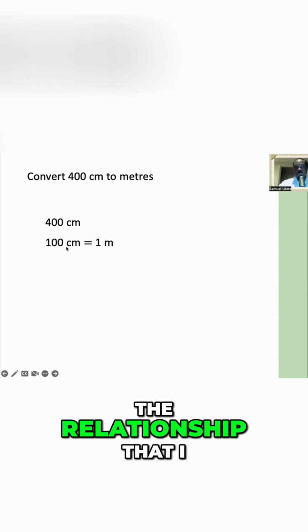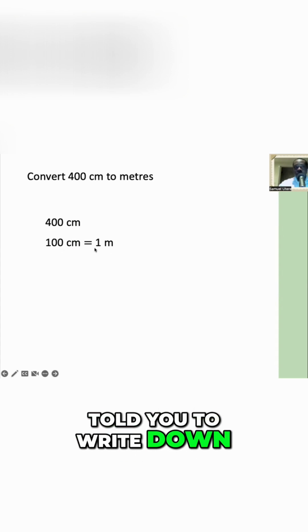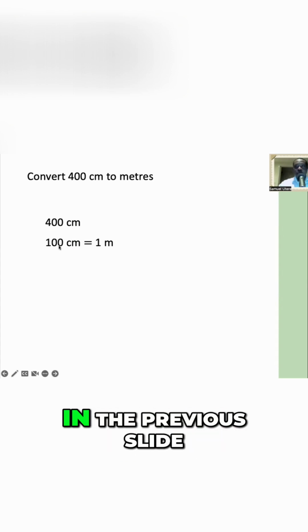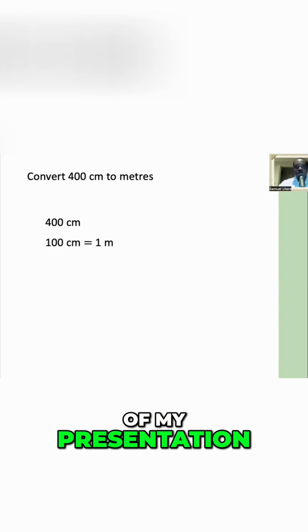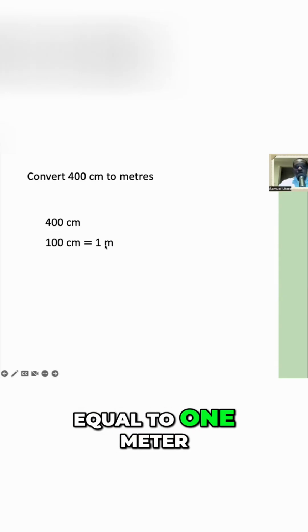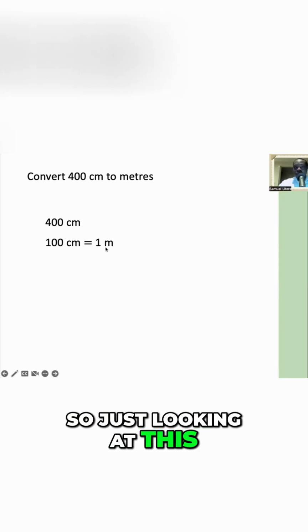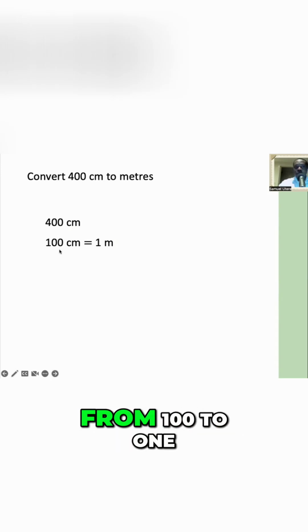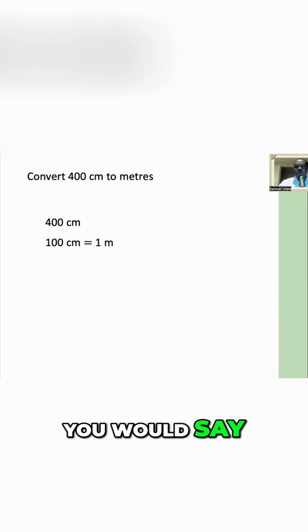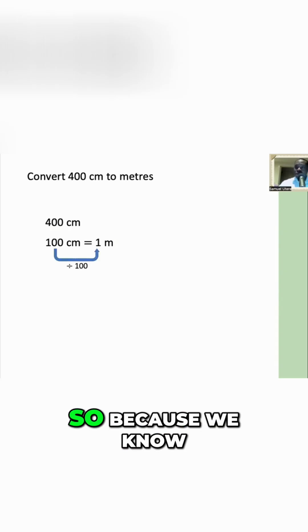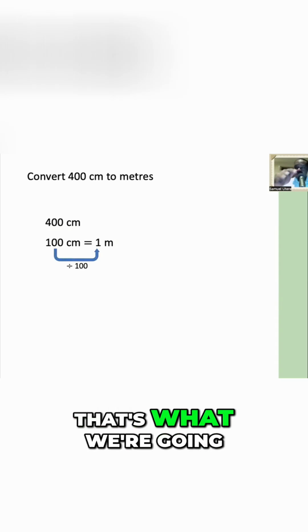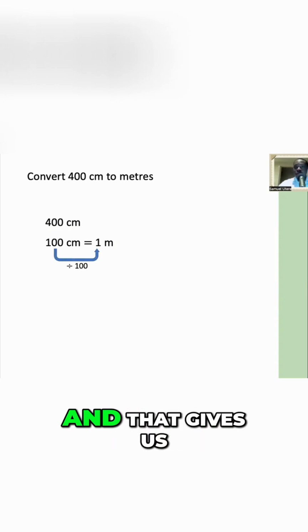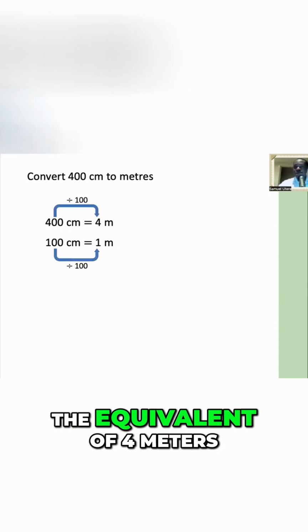because just look at the relationship that I told you to write down, the facts that I told you to write down in the previous slide of my presentation. It is 100 centimeter equal to 1 meter. So just looking at this, ignore the 400. If I asked you, how would you get from 100 to 1? What would you have to do? You would say, oh, I have to divide by 100. Of course. So because we know that fact, that's what we're going to do to the 400, and that gives us the equivalent of 4 meters.